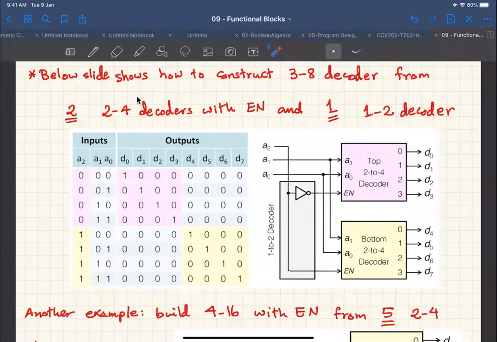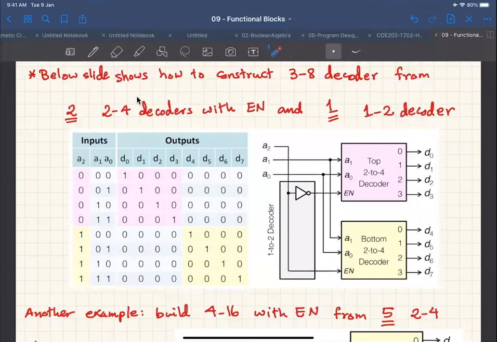So when A2 is 0, we are enabling the top decoder, the pink decoder, and disabling the yellow decoder. When A2 is 1, we are disabling the pink decoder and enabling the yellow decoder. Although the outputs inside are D0, D1, D2, D3 in both, from outside you should think of them as the outputs of the 3 to 8 decoder. So this is D0, D1, D2, D3, and then D4, D5, D6, D7.